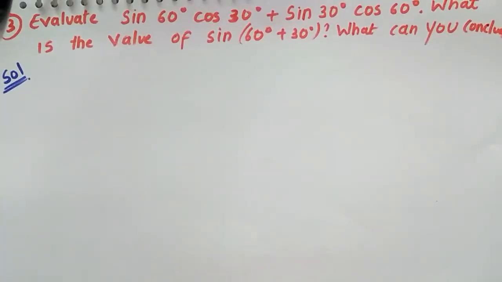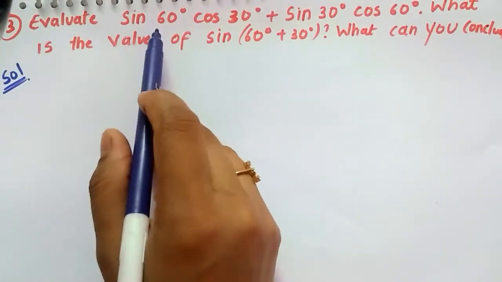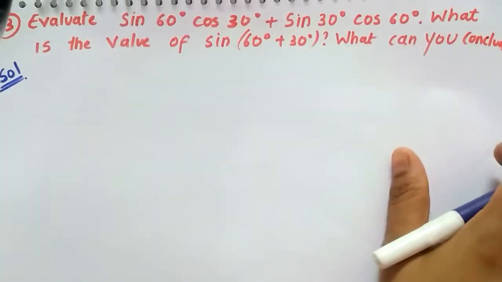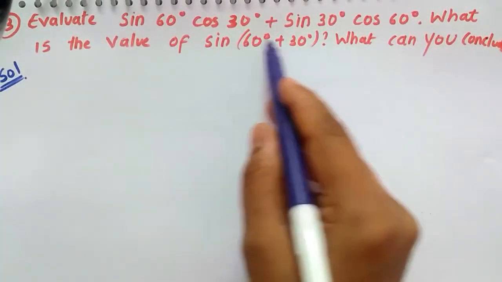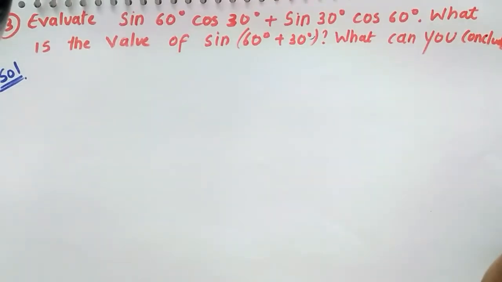Quickly, we'll move deep into the chapter. We are going for exercise 11.2, the third problem. Evaluate sine 60 degrees into cos 30 degrees plus sine 30 degrees into cos 60 degrees. What is the value of sine 60 degrees plus 30 degrees? What can we conclude?